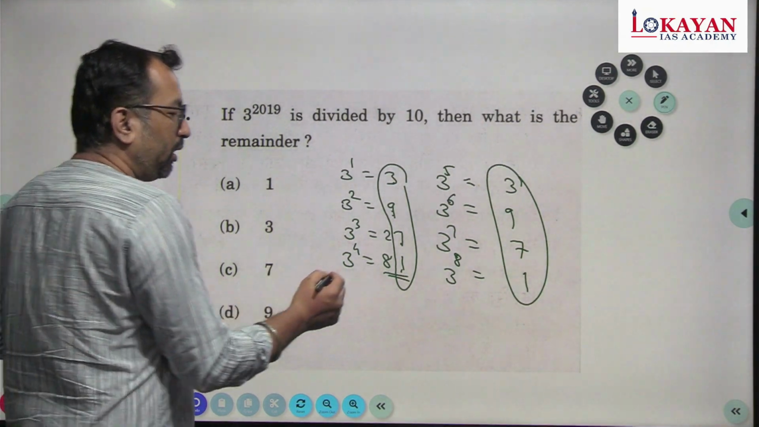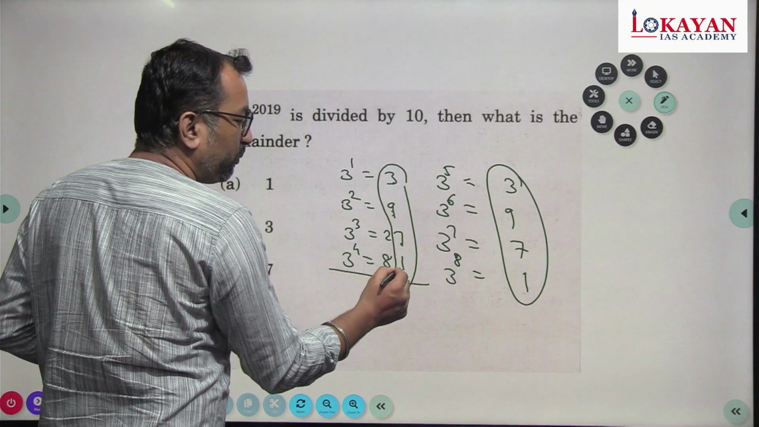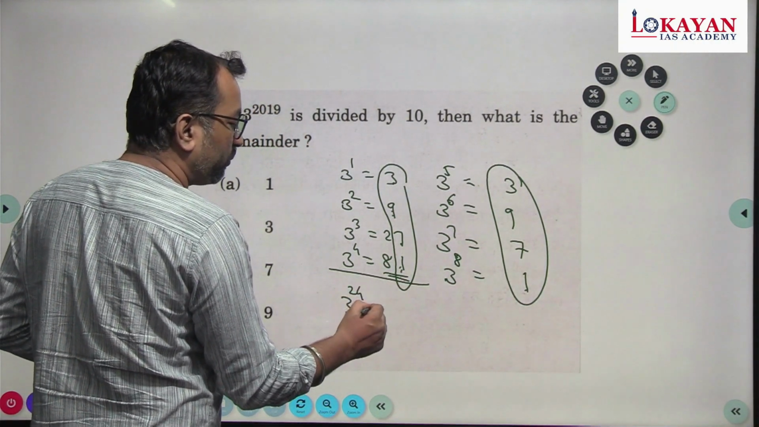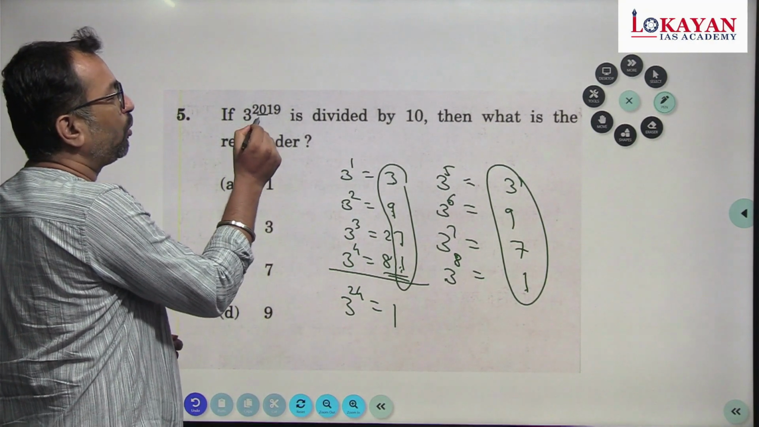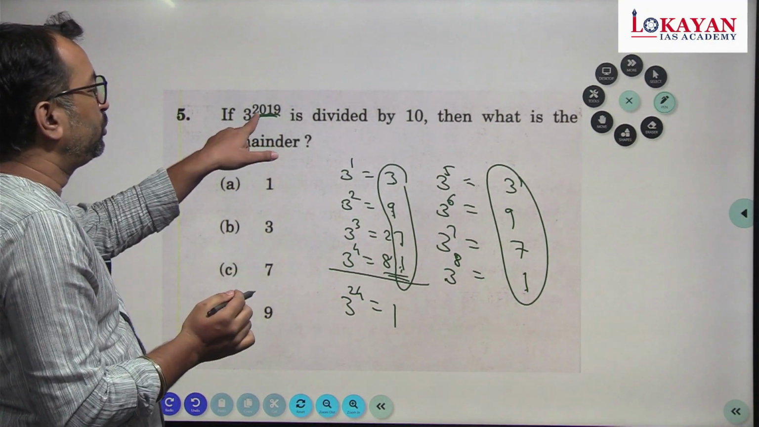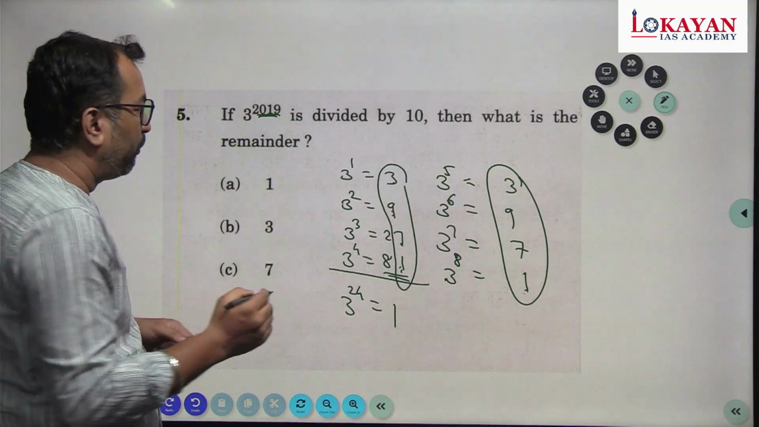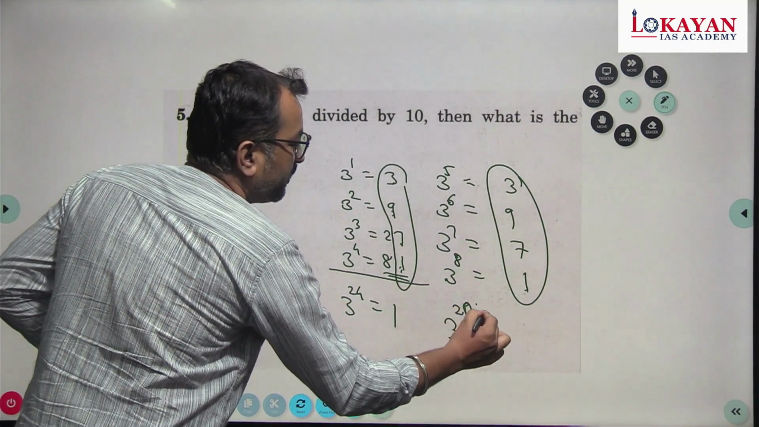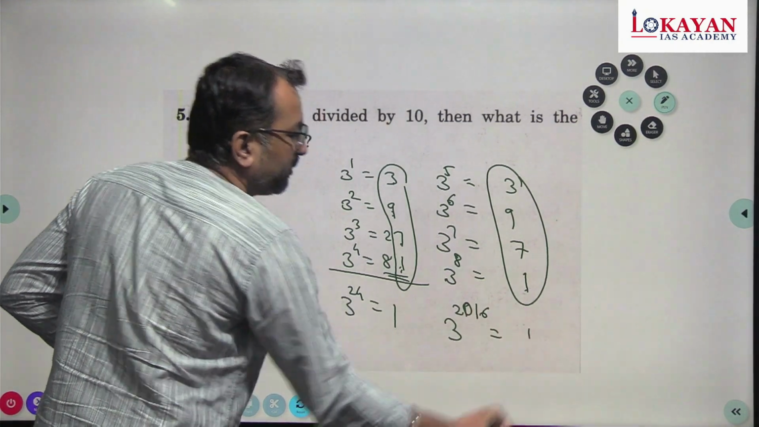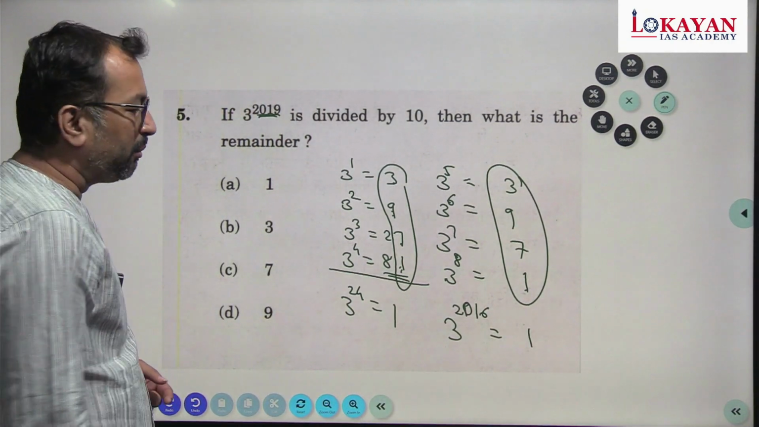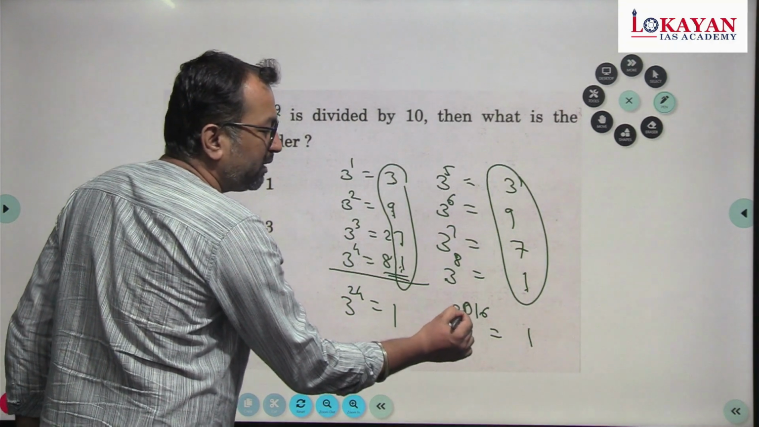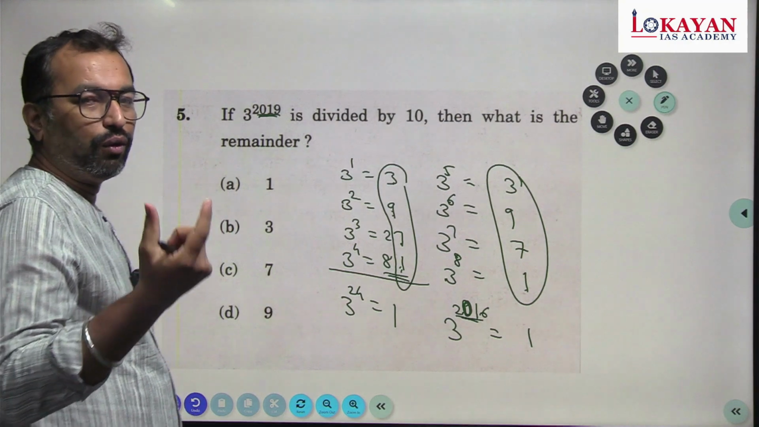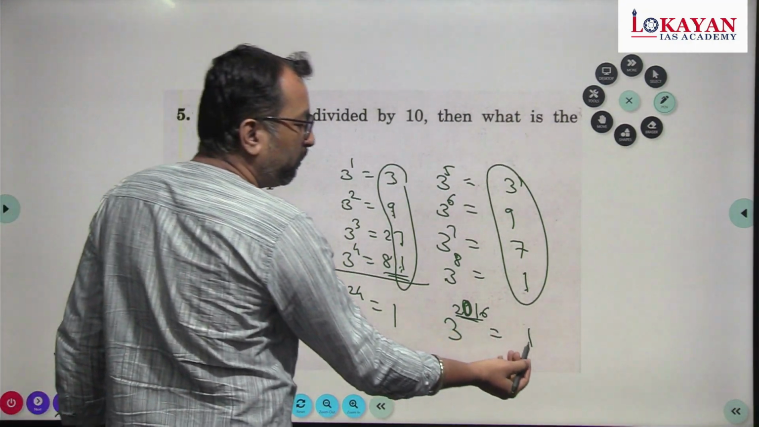That means if 3 to the power 4 has unit place 1, 3 to the power 8 will have unit place 1, and 3 to the power 24 will have unit place 1. So just tell me the closest number before 2019 which is divisible by 4. That number will be 2016. At that time, I'll get unit place as 1, because the power is divisible by 4, or the power is a multiple of 4.